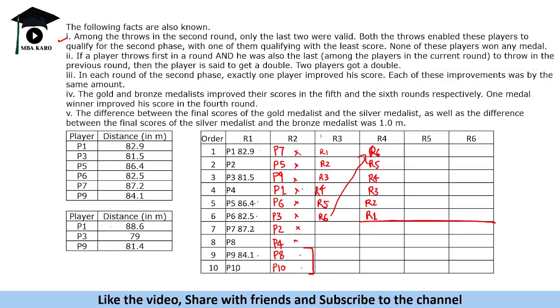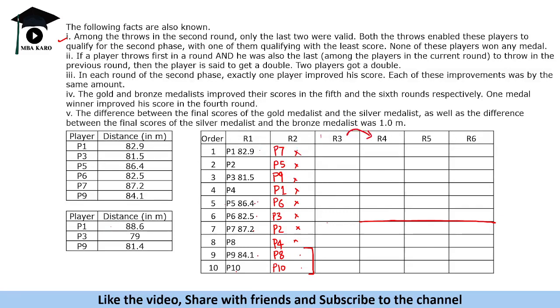Okay. So definitely there is one double from round 3 to round 4, isn't it? Because the order will reverse. So definitely the one who threw last will throw in the beginning. So one double will be from round 3 to round 4. So there is one double in this round.